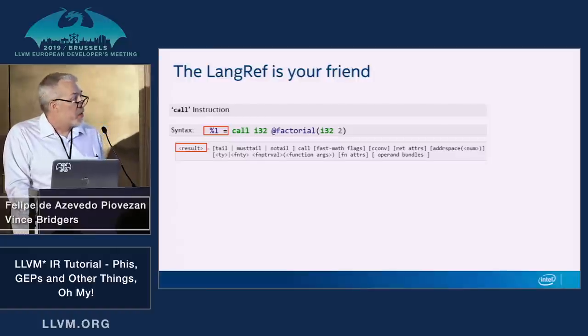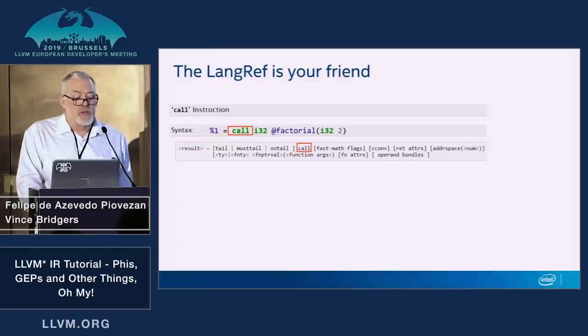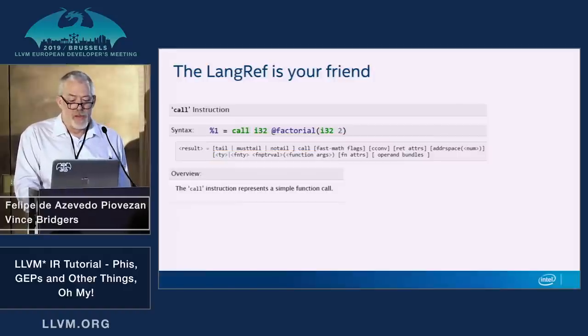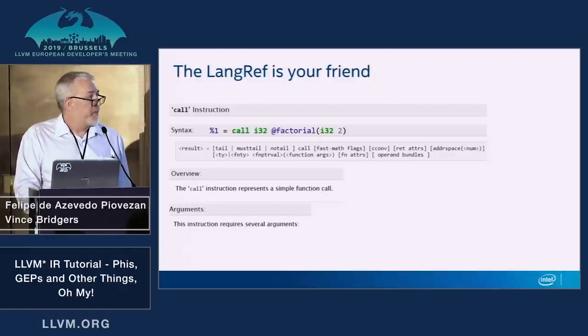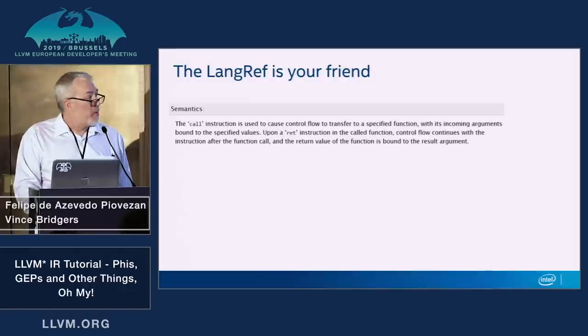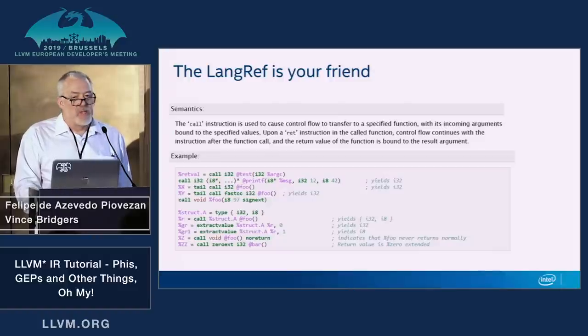%1 corresponds to the result. There is a call instruction here that corresponds to required text. And the i32 add factorial in the list of arguments is also required. Some more information: overview, arguments. There's information about semantics. And here are plenty of examples in this particular case for you to look at.